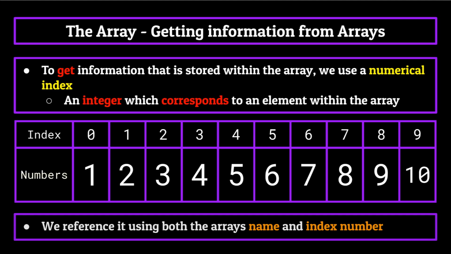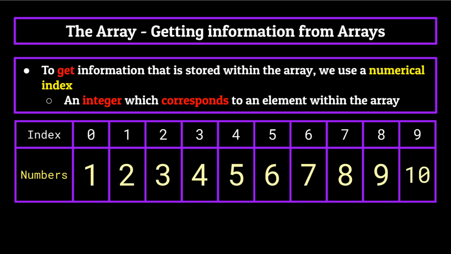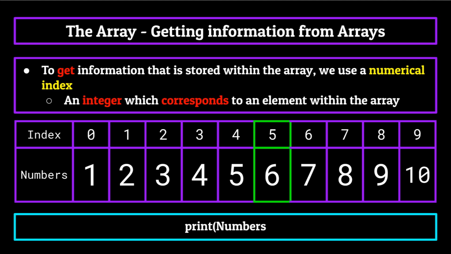Say we have our array called numbers here, which contains the integers 1 through 10. To print out the element at the 5th index, in this case the number 6, we would call the array's name, in this case numbers, and then in a set of brackets we would place the index we want to reference, so in this case the number 5.